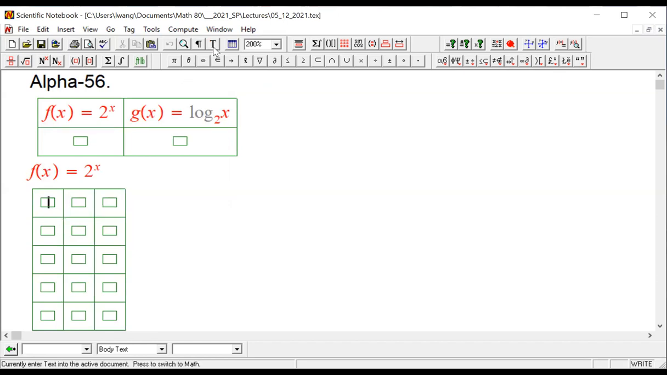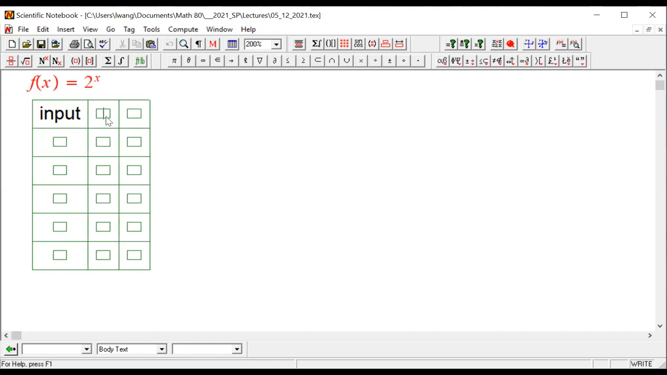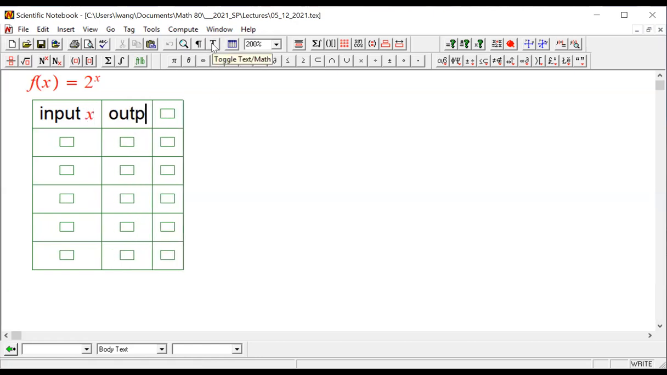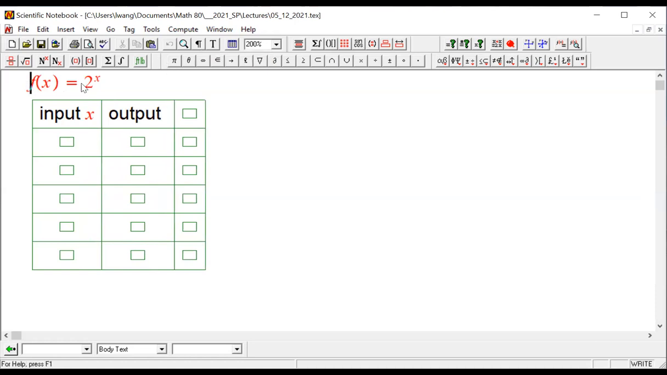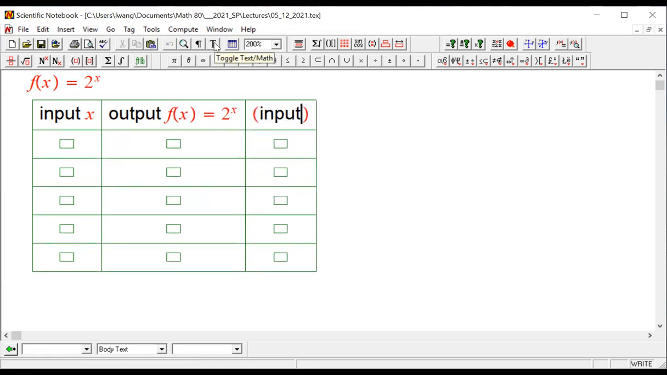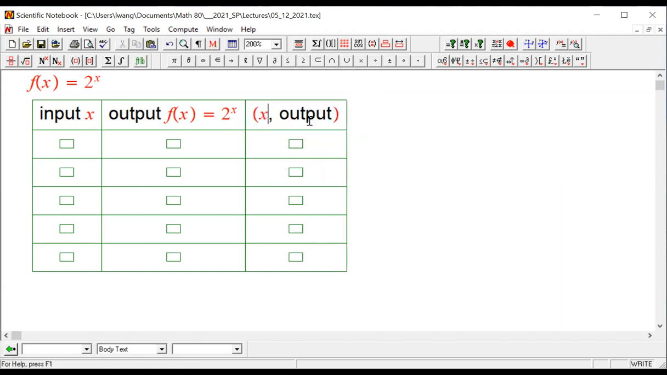So we have our input, and we're going to have our output. Our input, of course, is x, and our output is f of x equals 2 to the power x. And then we're going to put our input and output together. The input, of course, is x, and the output is 2 to the power x.